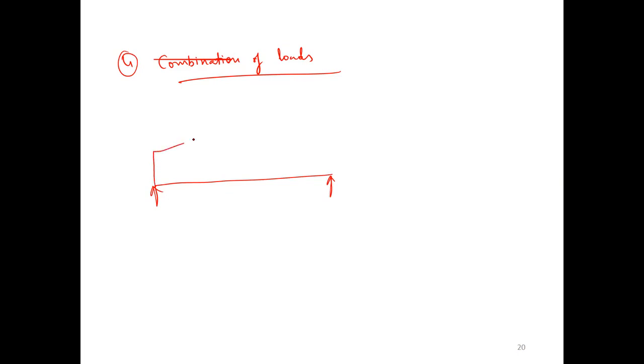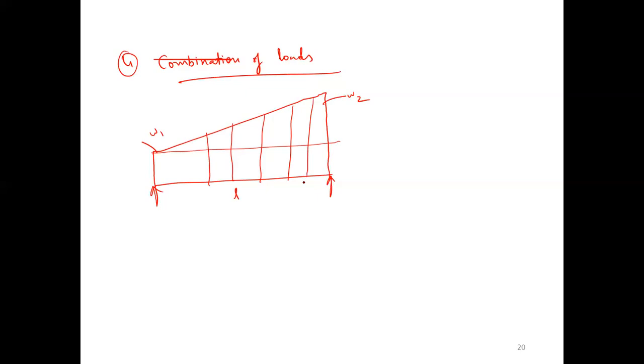Next, another type. I will take a combination. W1, W2, and length. Please convert this particular thing. How many loading patterns are there in the given diagram? 2. This is UDL and this is UVL. How to convert these kind of structures into point loads?